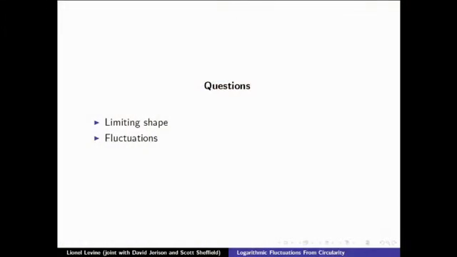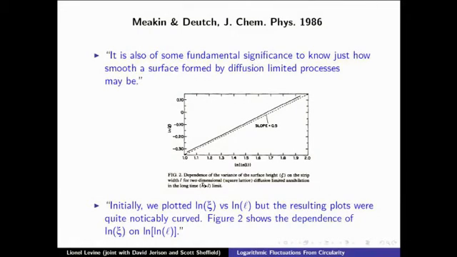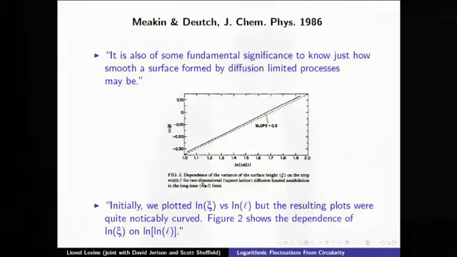Okay, so the questions, why is the limiting shape a disk, and what's the scale of the fluctuations? Let me tell you a little bit about the history of this problem. It goes back to chemists Meakin and Deutch in the 1980s, and they imagined internal DLA as a process where you have some corrosive particles, those are your random walkers, and they're diffusing in some medium, and when they reach the boundary of this medium, there's some surface, and they're corrosive, so they etch away a little bit of the surface.